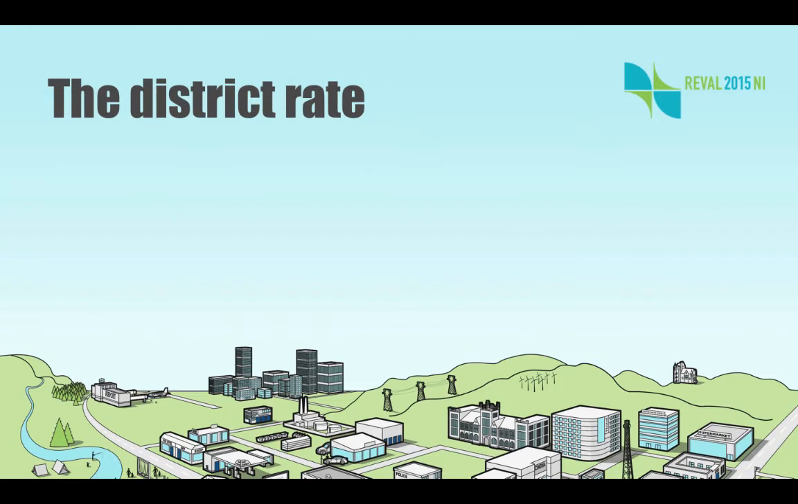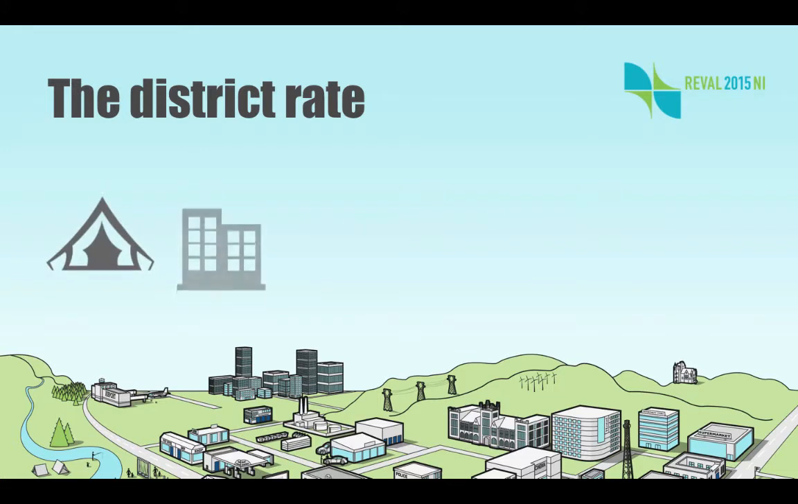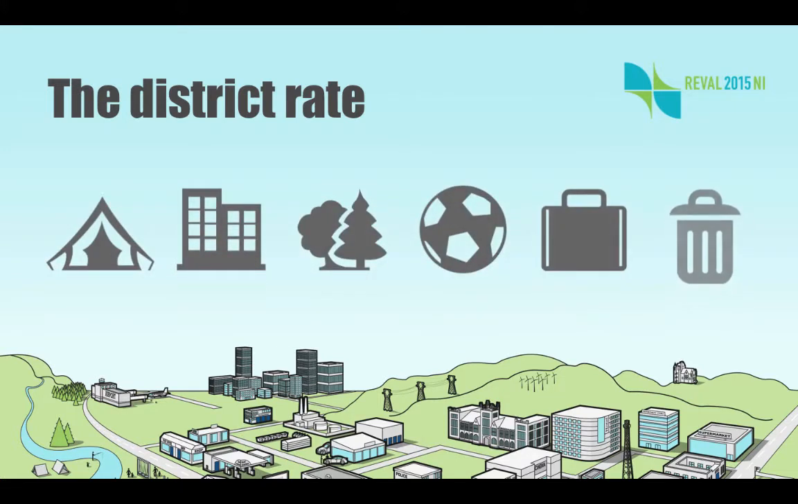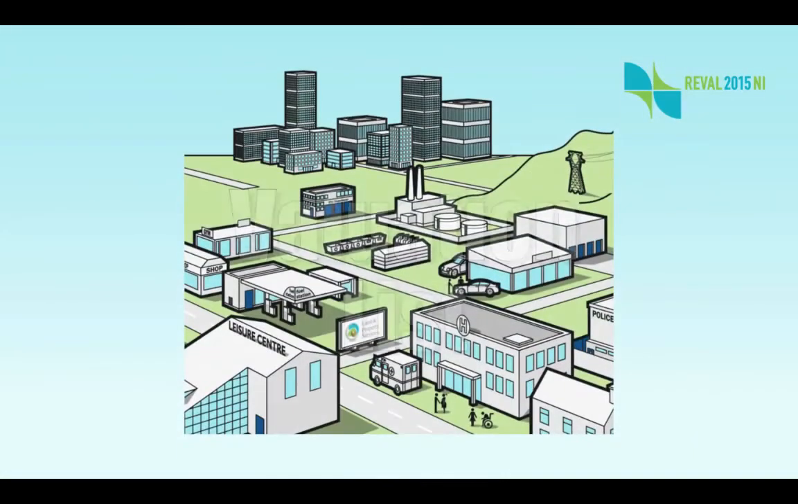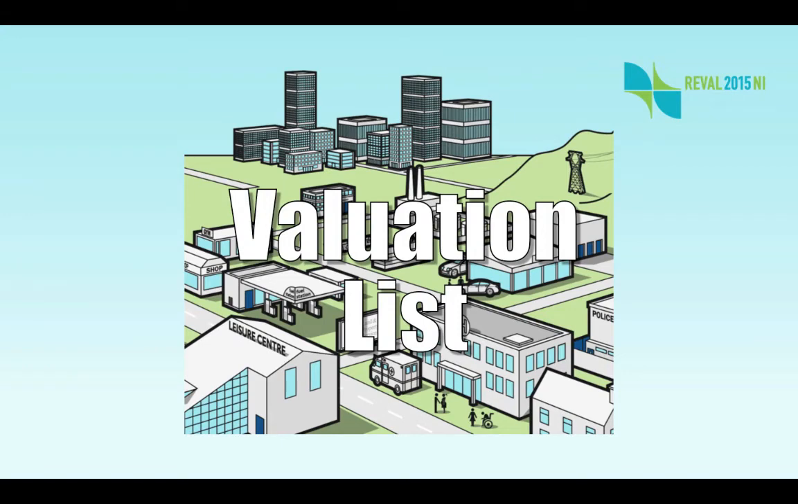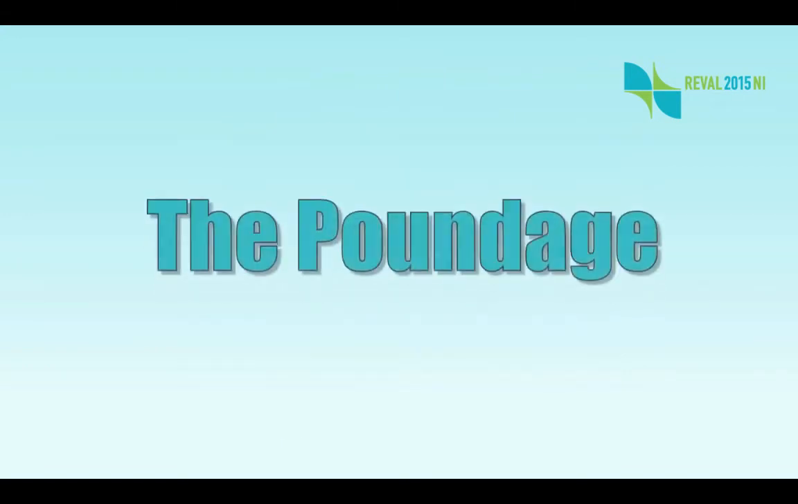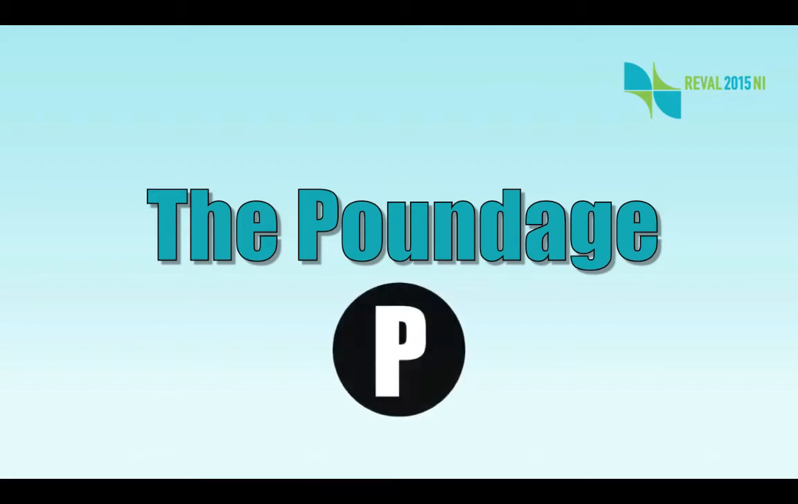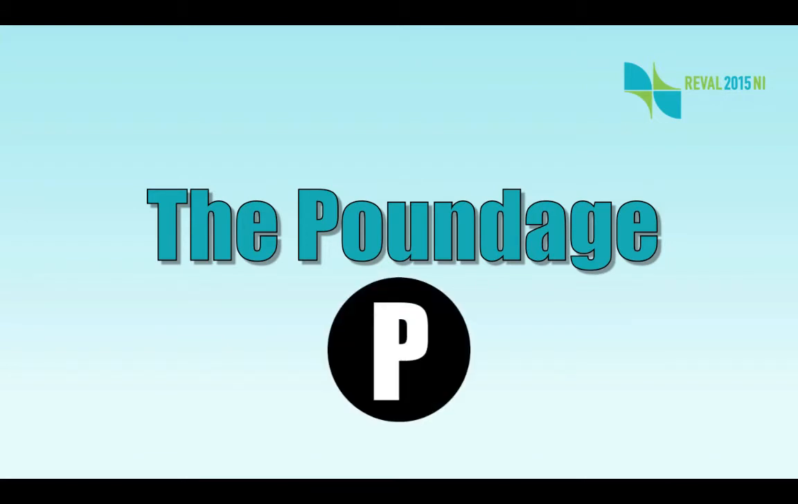The district rate poundage is set by each local council. It's also a multiplier and is used to raise the amount of money needed to fund local services such as recreation, arts and events, building control, environmental health, leisure facilities, tourism and waste management. So when the valuation list is published and the total value is known, the local councils and the Northern Ireland Executive will set their own rate poundages in order to make sure the required amount of money is raised.